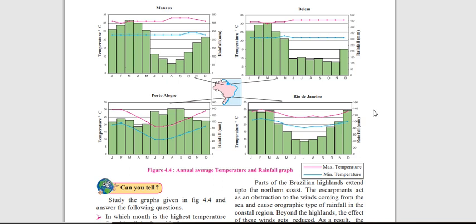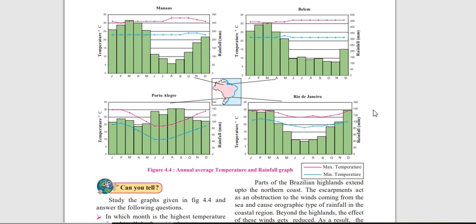The fourth question, which city has the maximum range of temperature? Manaus has the maximum range of temperature, that is from 23 degrees Celsius to 33 degrees Celsius. Fifth question, what type of climate will be found in Rio de Janeiro? Rio de Janeiro experiences humid and moderate climate. We have learnt about the climatic conditions of Brazil.